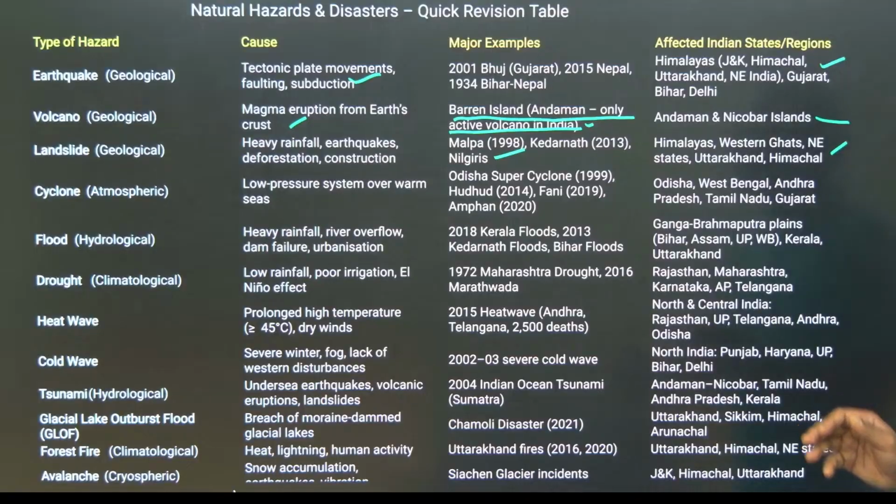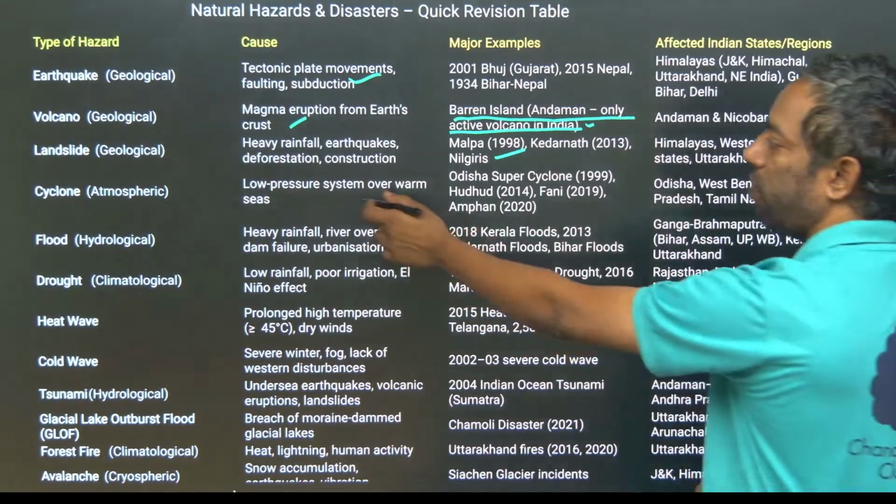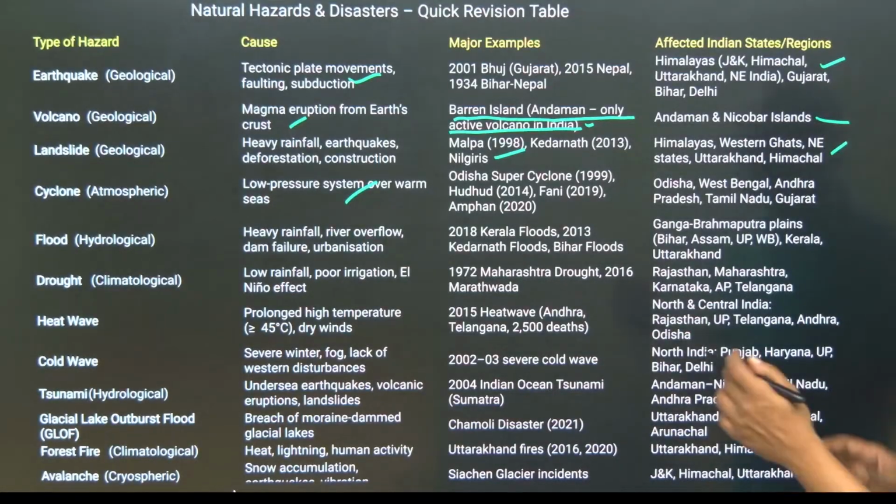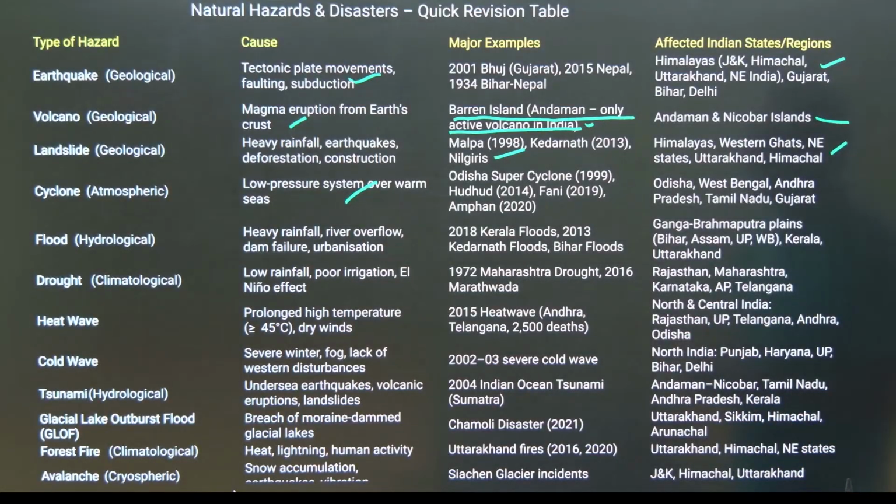Cyclones are low pressure belts over warm seas. Odisha super cyclone, Hudhud and Amphan are the main cyclones. Mainly coastal areas: Odisha, West Bengal, Andhra Pradesh, Tamil Nadu, Gujarat. Floodings: flood is a hydrological event, with rainfall, river overflow, dam failure and urbanization as reasons. Mainly Ganga, Brahmaputra plains, the northern plains.